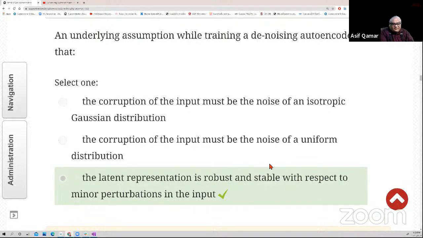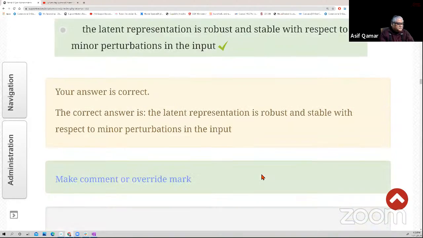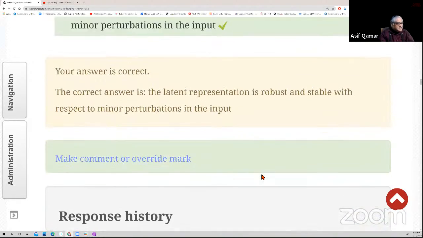But no matter which autoencoder you use, the main point is the latent representation must be stable. So in other words, a picture and its noisy version should have essentially the same latent representation. Only then will you be able to produce a cleaned-up picture. Do you see that, guys? So in the latent space, they should map to the same value. Small perturbations or noise shouldn't affect that. Any questions there?